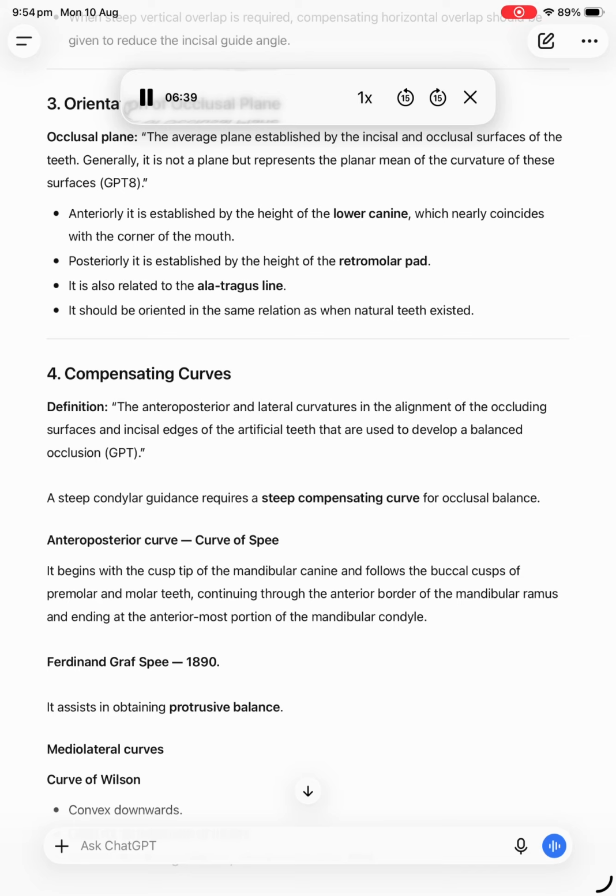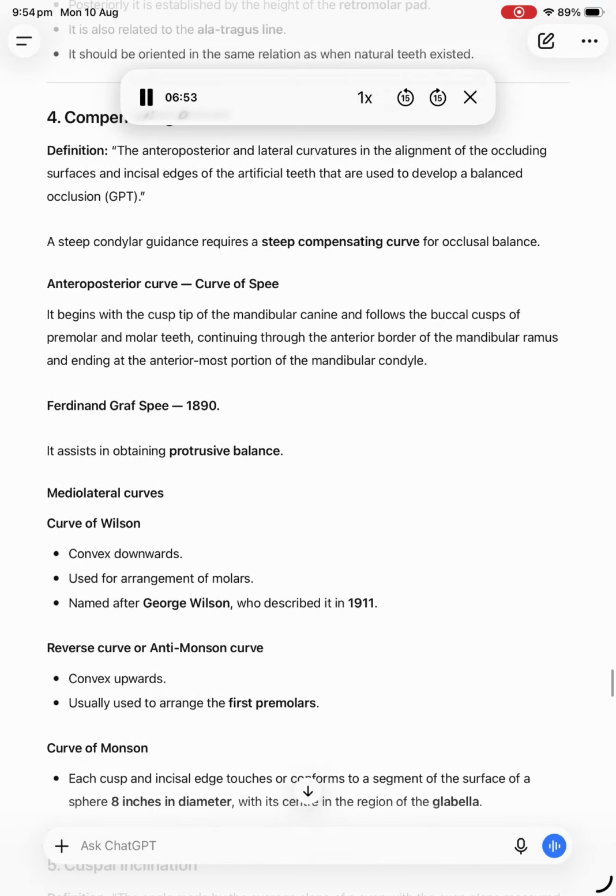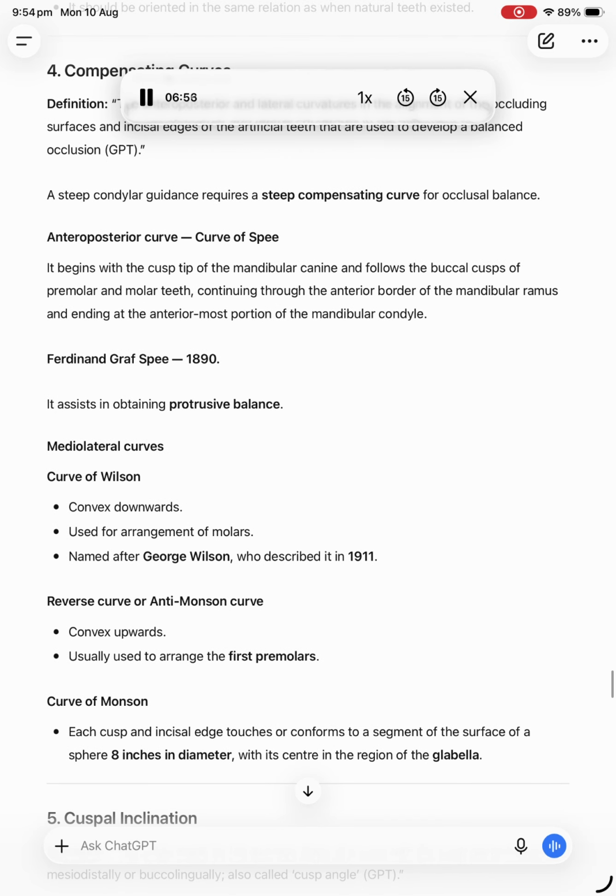It begins with the cusp tip of the mandibular canine and follows the buccal cusps of premolar and molar teeth, continuing through the anterior border of the mandibular ramus and ending at the anterior most portion of the mandibular condyle. Ferdinand Graf Spee, 1890. It assists in obtaining protrusive balance. Mediolateral curves. Curve of Wilson, convex downwards. Used for arrangement of molars. Named after George Wilson, who described it in 1911.